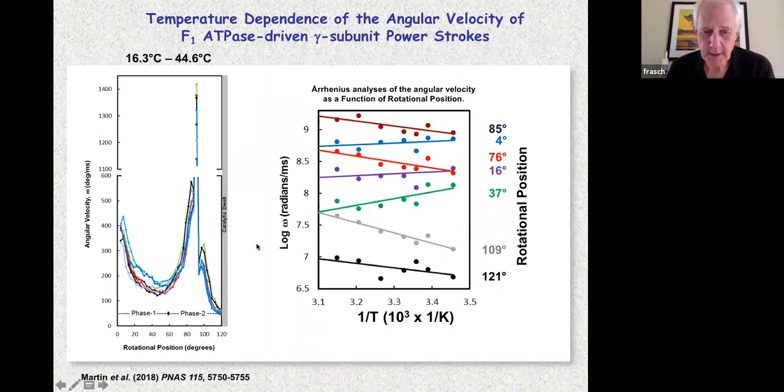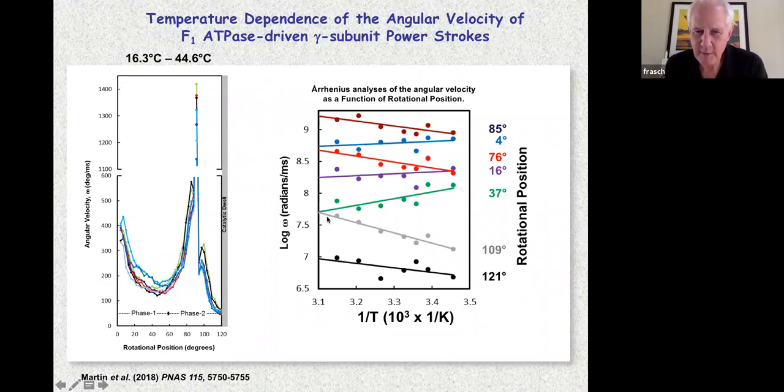Now, to do an Arrhenius plot, you plot it as 1 over temperature. So the high temperatures are here, low temperatures are here. And we do it as a log of the plot. But you can see up here, 85 degrees, it's getting faster as it gets hotter. And that is the same for 76 degrees. But notice what happens once we get down to phase 1. It turns around and goes the other way. Now it actually goes slower.